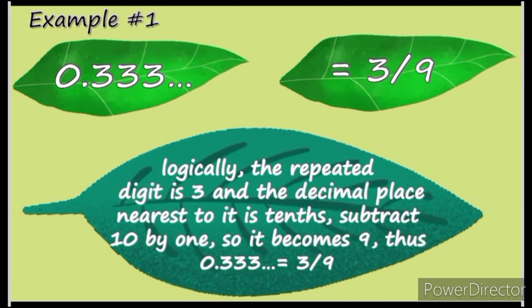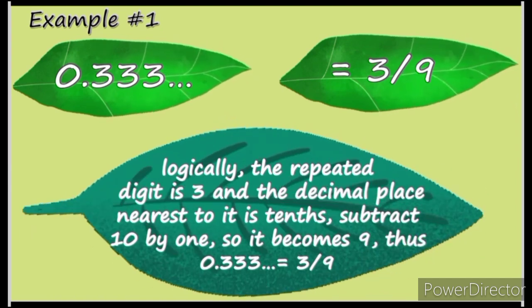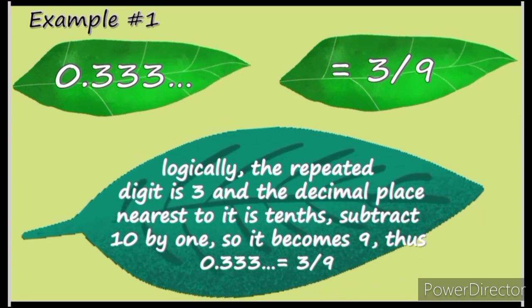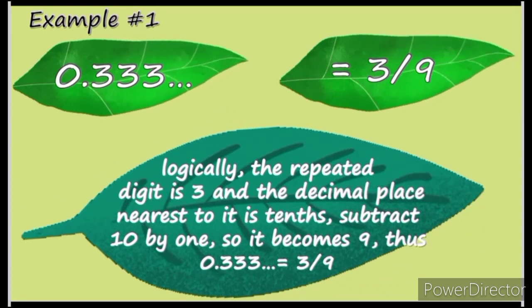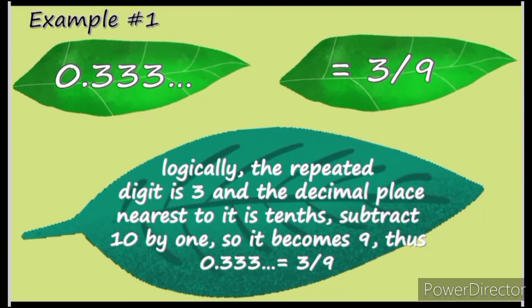Logically, the repeated digit is 3 and the decimal place nearest to it is tenths. Subtract 10 by 1, so it becomes 9. Thus, 0.333 and 3 dots is equal to 3 over 9.